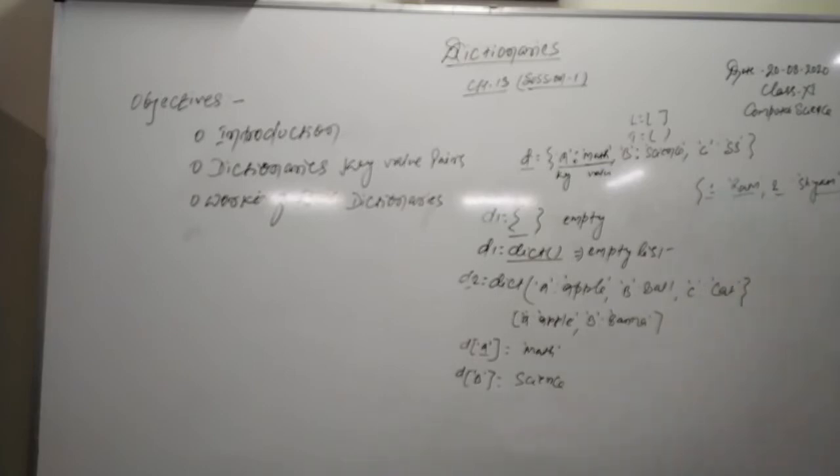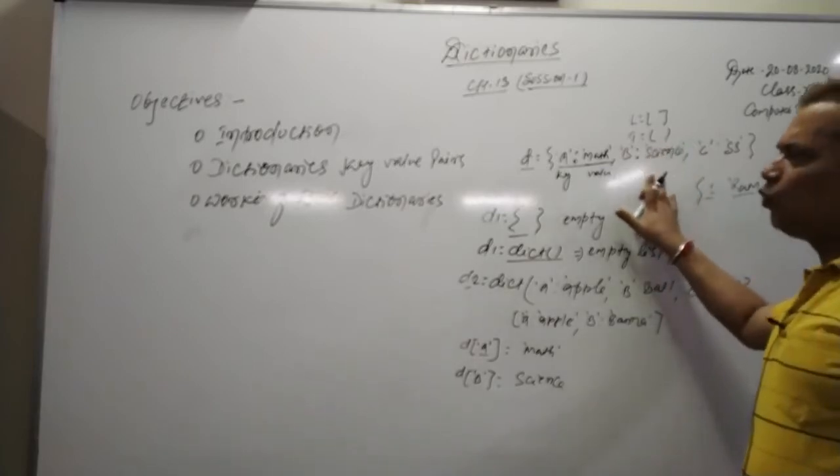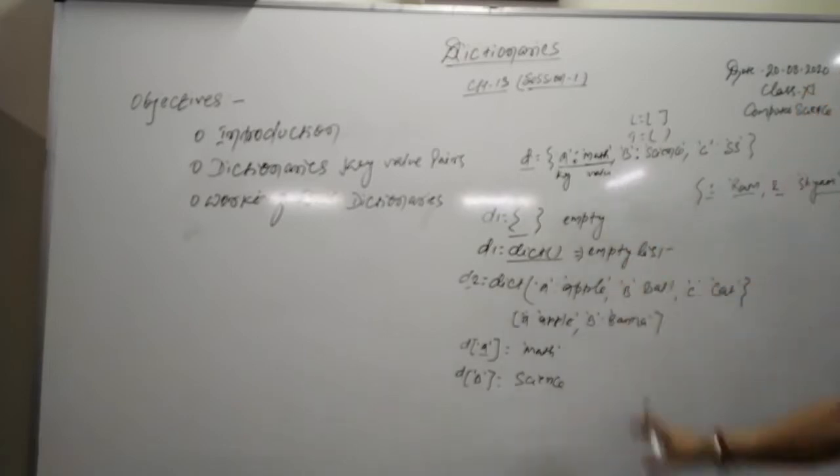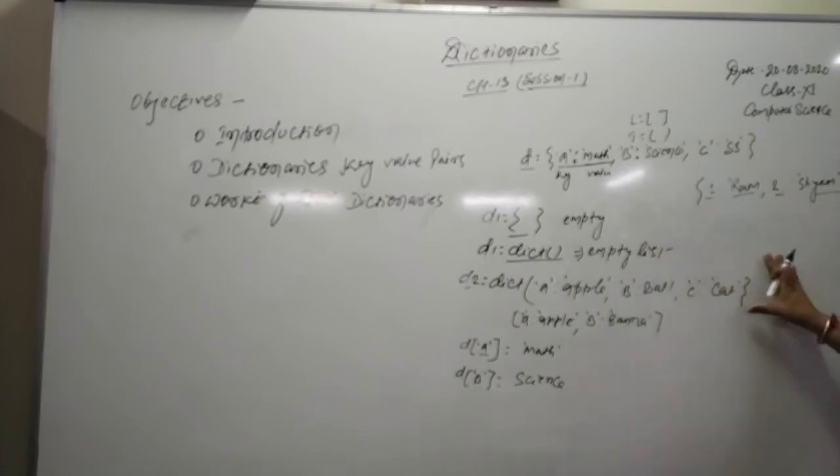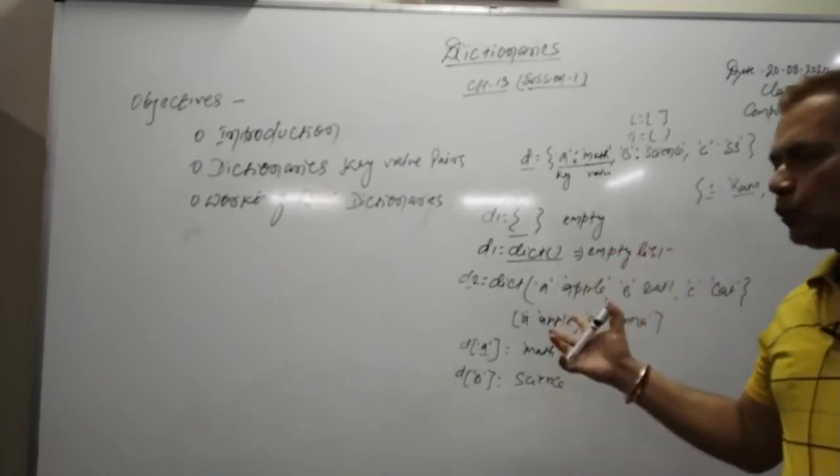Is it fine? So this is what a dictionary is, how to create a dictionary as an empty one, as a constructor dict method, how to initialize the elements of the dictionary, and how to refer to a particular element of a dictionary. Any query? I don't think so. Okay.